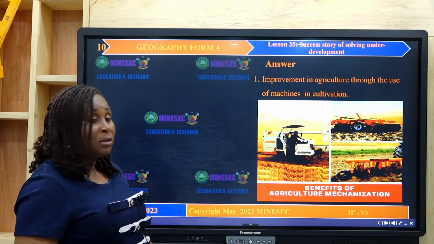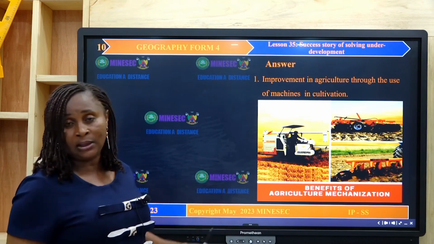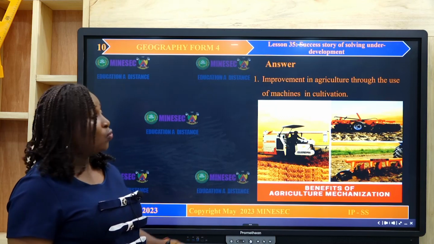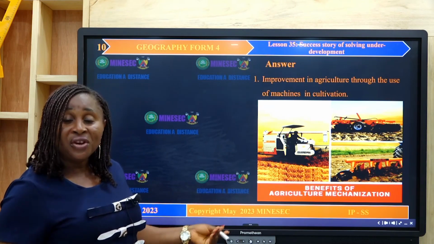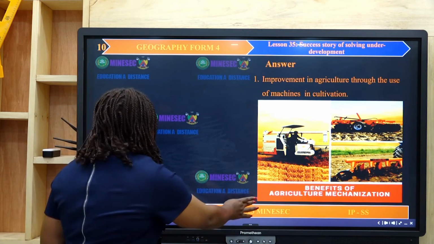And with that, the agricultural sector or agriculture is extensified. Large areas are put under cultivation when you use machines. And with that, output increases, income will also increase, and poverty will be reduced.